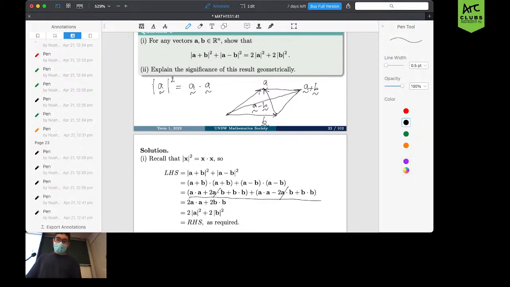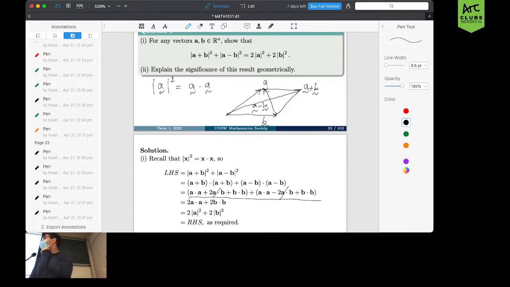And now let's look at the result that we just proved. We said that the magnitude of A plus B squared plus the magnitude of A minus B squared is 2 times the magnitude of A squared plus 2 times the magnitude of B squared. Well, let's look at that left-hand side first. We have the magnitude of A plus B squared. Well, that's simply the magnitude of that longer diagonal squared, plus the magnitude of A minus B squared. Well, that's simply the magnitude of that shorter diagonal squared.